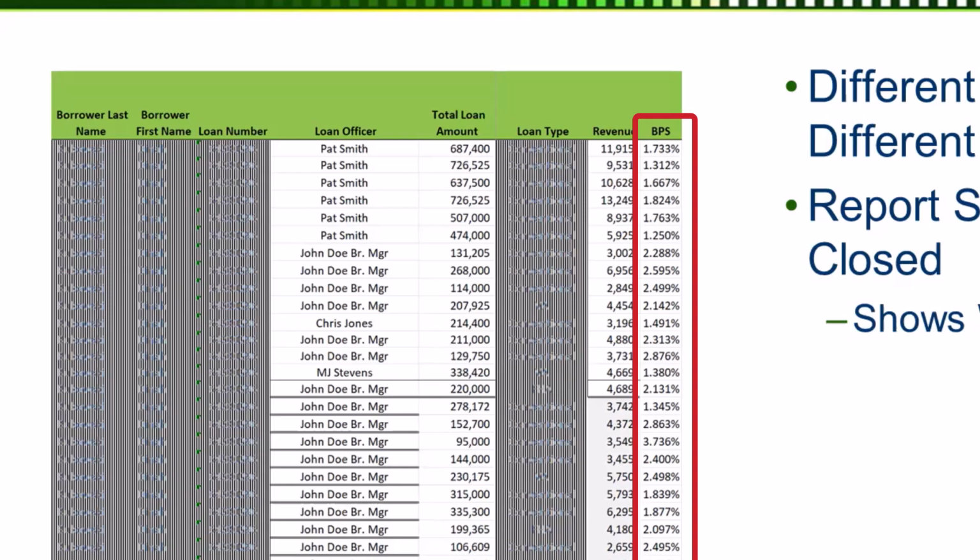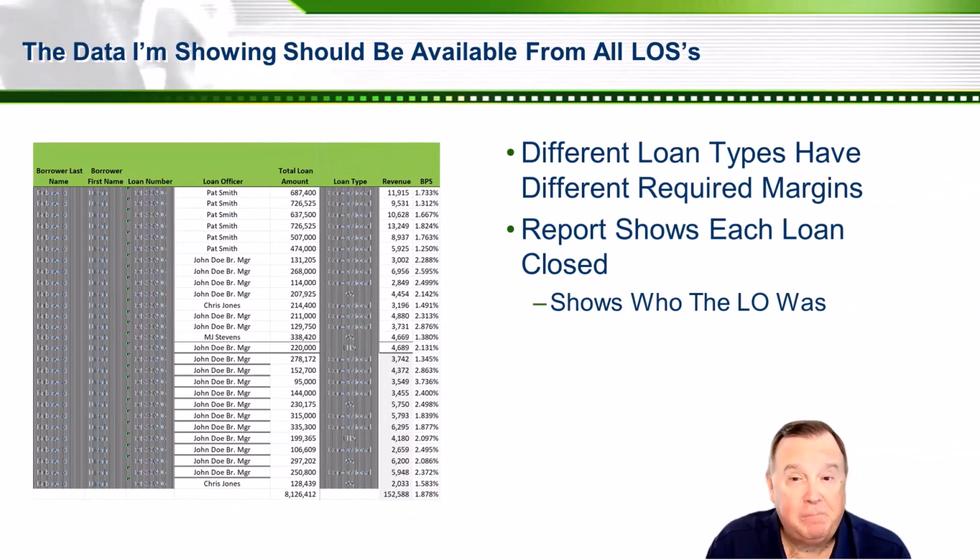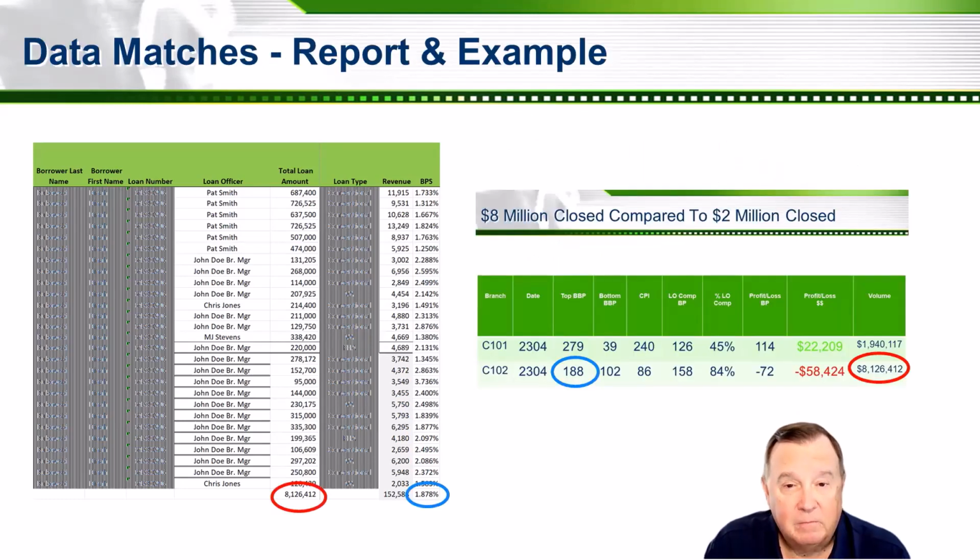Let me back up here for a minute. Our output of top business blood pressure shows the total for the month of all loan officers and all loans. This report goes a little deeper, and it shows each loan and who was the loan officer that closed that loan. It's obvious I blurred out some fields. I changed the name of the loan officer to keep it confidential. Before we sort this report, let's look at the total closed, 8,126,412, just like our example shows. And the top business blood pressure total was 1.878 or 188 basis points, just like our example shows.